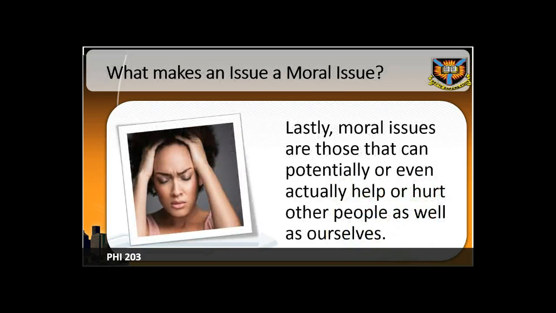Lastly, moral issues are those that can potentially or even actually help or hurt other people as well as ourselves. In other words, moral issues are those issues that are not only capable of hurting people physically but can hurt them emotionally. For example, even an issue that seems to concern only one person, take suicide as an example, still ends up affecting other people because family members and friends of someone will mourn if the person takes a life.